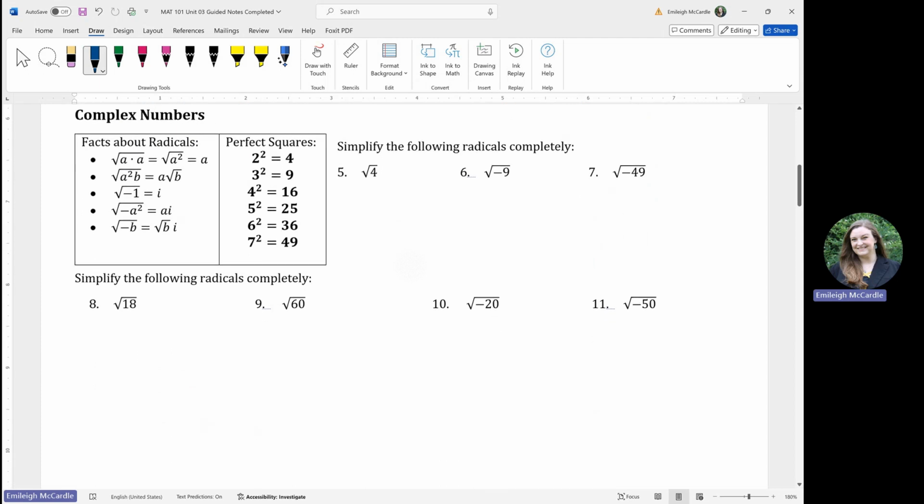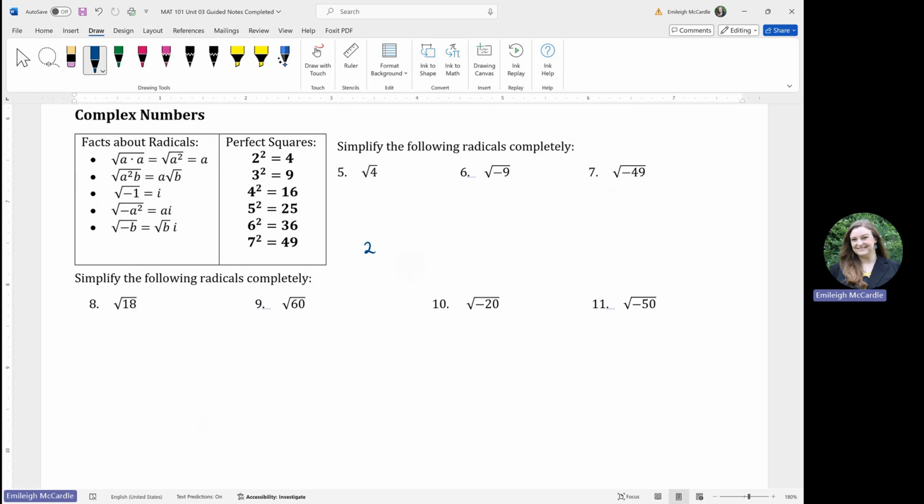Okay, number 5, we've got the square root of 4. And I know most of you are going to tell me, oh, it's 2. And that is true. You're exactly right. It is 2. What I want us to really think about is why is it 2? Because this helps us understand what to do in our next few problems. So why is this 2?